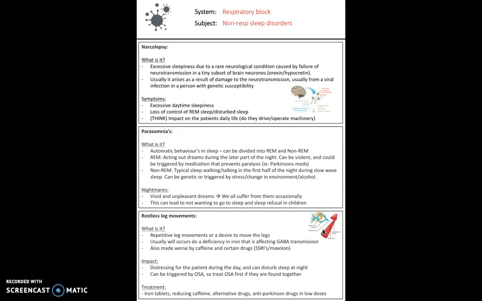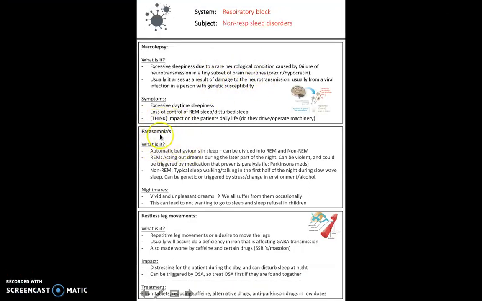So just a brief look then at non-respiratory sleep disorders. So you can have narcolepsy, which is more linked to a neurological condition, which is caused by the failure of neurotransmission in neurons in the brain. And the neurons that are relevant are orexin and hypocretin. Usually it arises as damage to this neurotransmission, so it's usually from a viral infection in a person who's got that genetic susceptibility to allow that to happen.